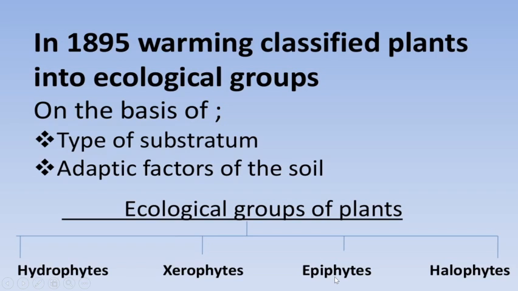Epiphytes, that means the plants which grow on other plants. Then halophytes, the plants which grow in salty conditions. And the fifth one is nothing but the mesophytes. Mesophytes are nothing but the plants which grow in moderate supply of water. Our common plants are nothing but the mesophytes.